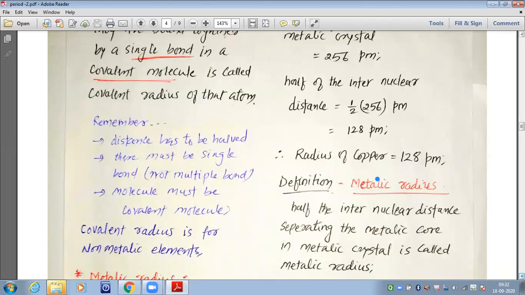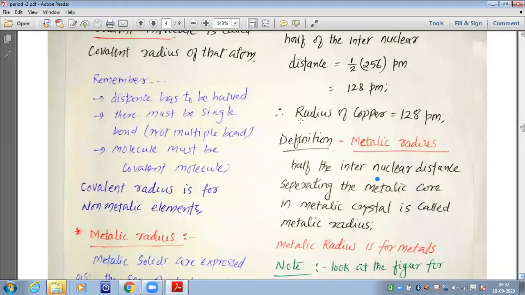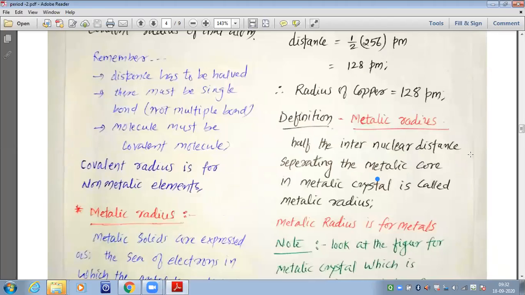So now we define the metallic radius. Half the internuclear distance separating the metallic cores in a metallic crystal is called the metallic radius. Repeating once again for you, my dear students, half the internuclear distance separating the metallic cores in a metallic crystal is called the metallic radius.